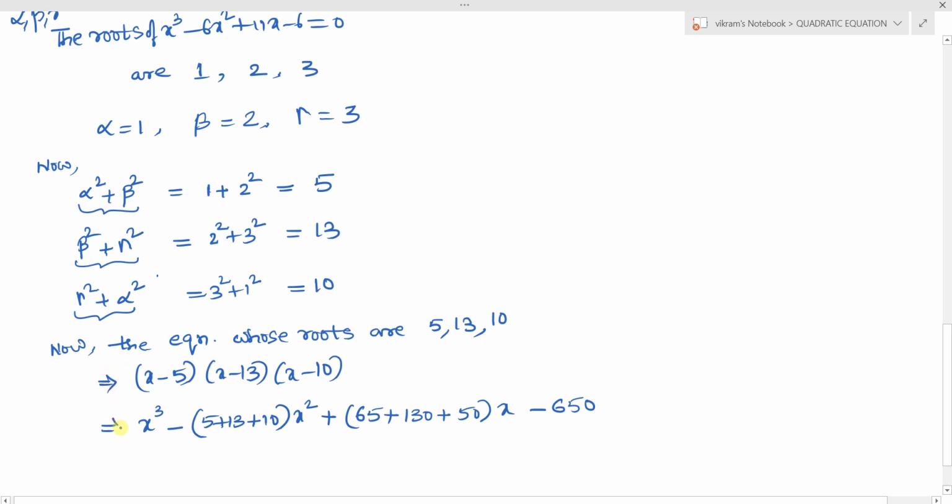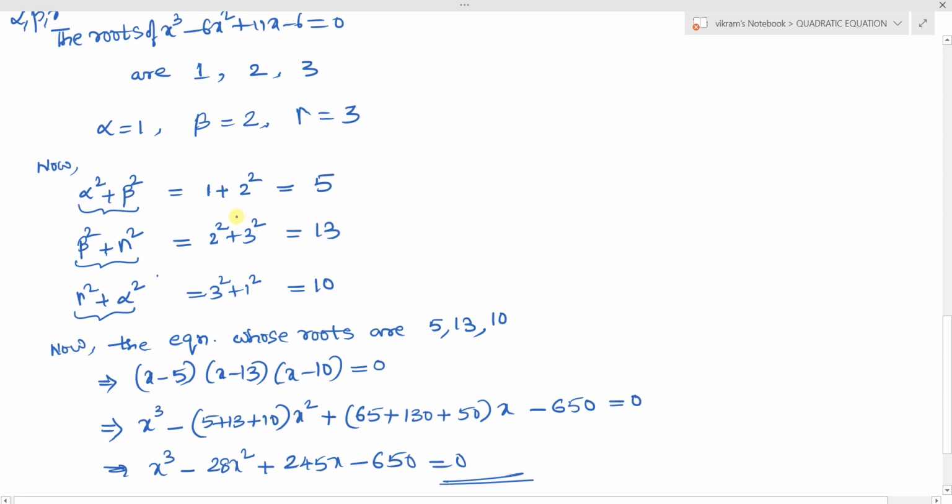We can write it in this manner, and the resultant is equal to 0, because it is an equation. Then finally, our required equation is x cube minus 28 x square plus 245 x minus 650 is equal to 0. I think you understand now how to solve these types of problems.